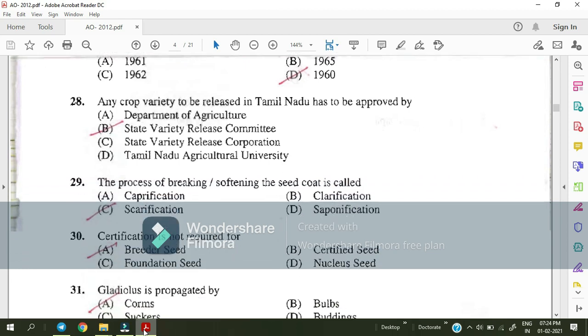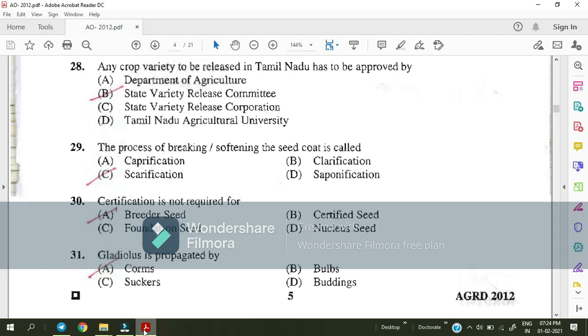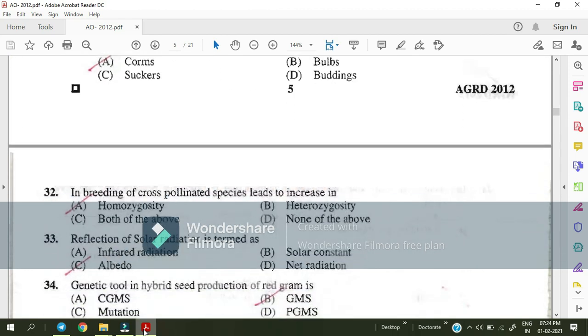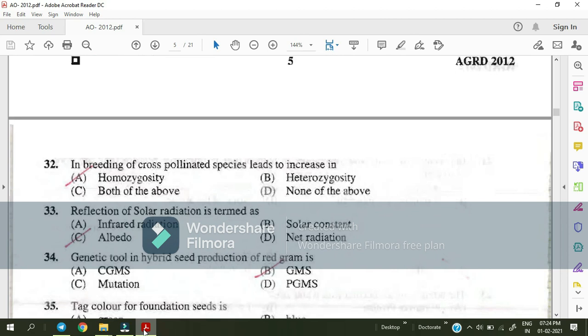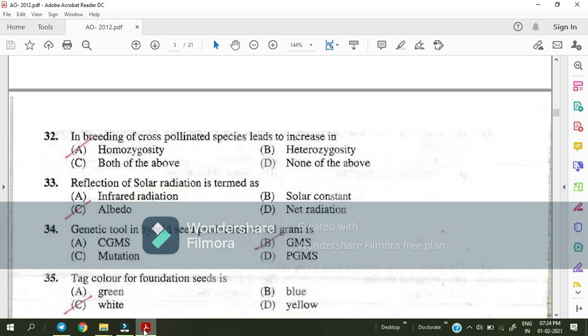30th. Certification is not required for breeder seed. 31st question. Gladiolus is propagated by corms. 32nd question. In breeding of cross-pollinated species leads to increase in homozygosity. 33rd question. Reflection of solar radiation is termed as albedo. 34th question. Genetic tool in hybrid seed production of red gram is GMS.